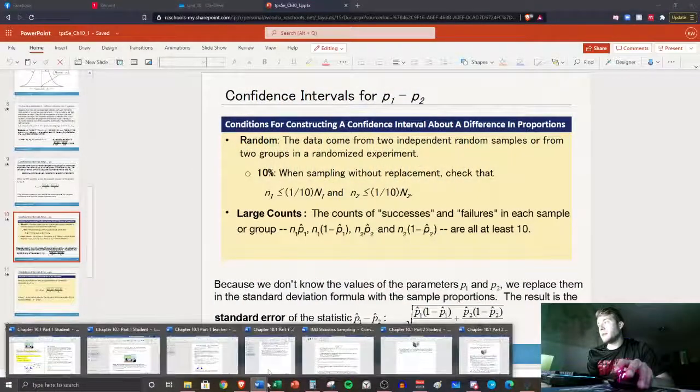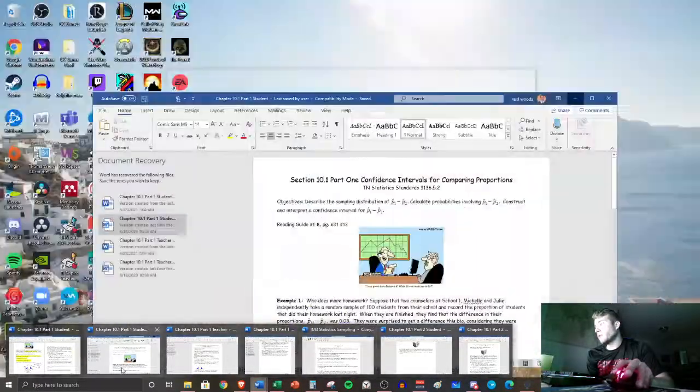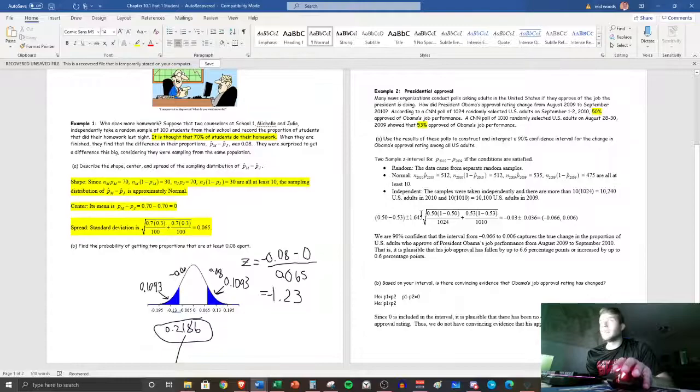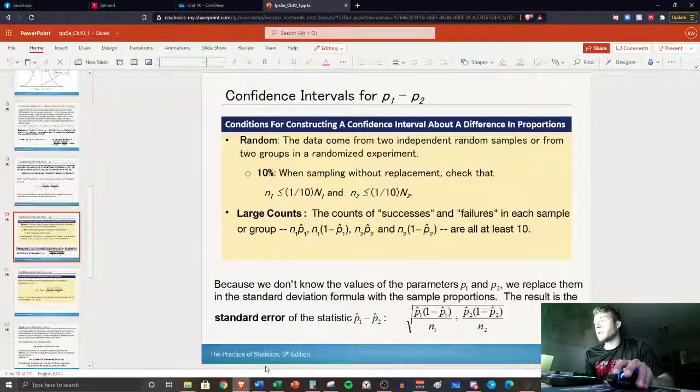Alright, so in the last video, we worked through this worksheet here. We had talked about making a confidence interval. I realized that I actually didn't write down notes for the confidence interval. So for confidence intervals in your notes, these are the requirements. So we have these conditions for constructing confidence intervals about a difference in proportions. So let's write this in our notes.